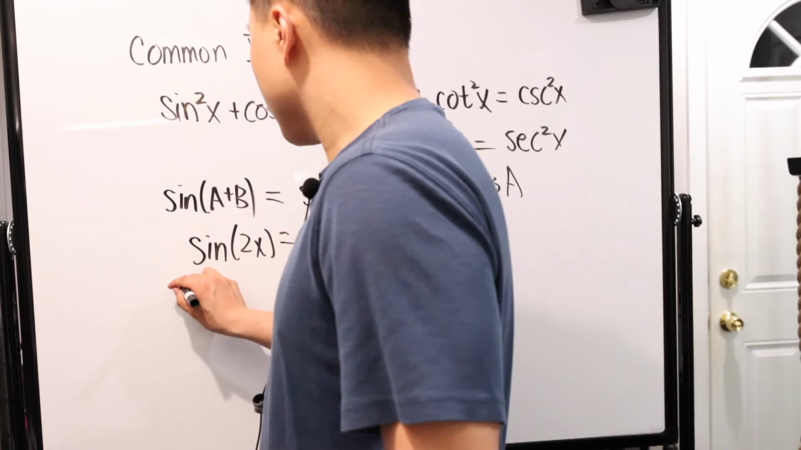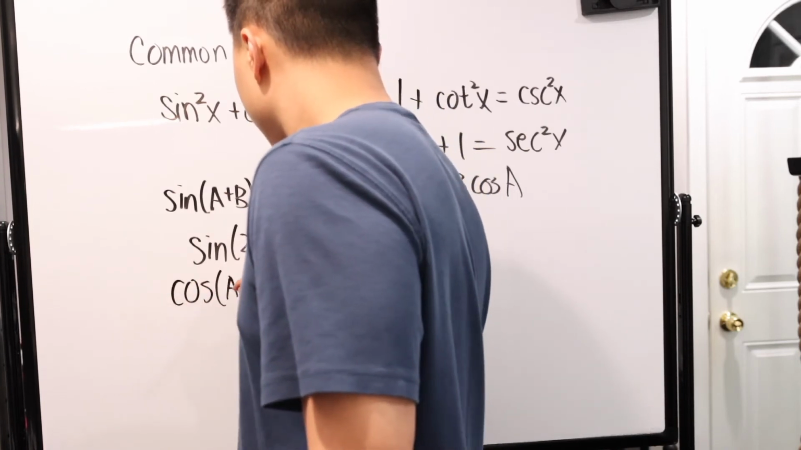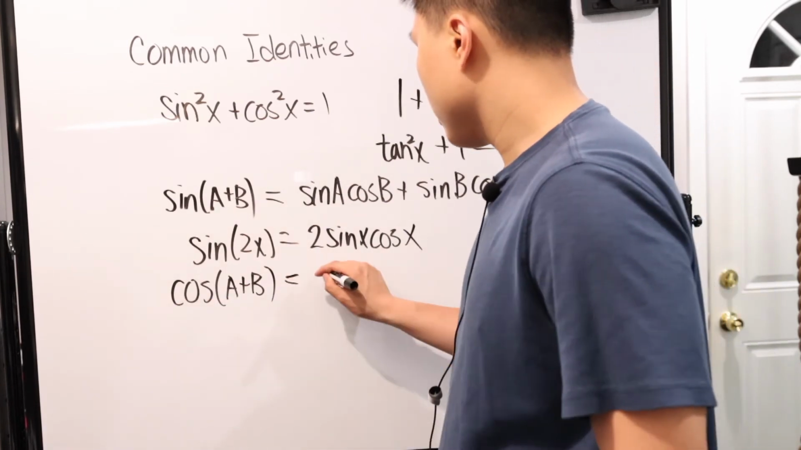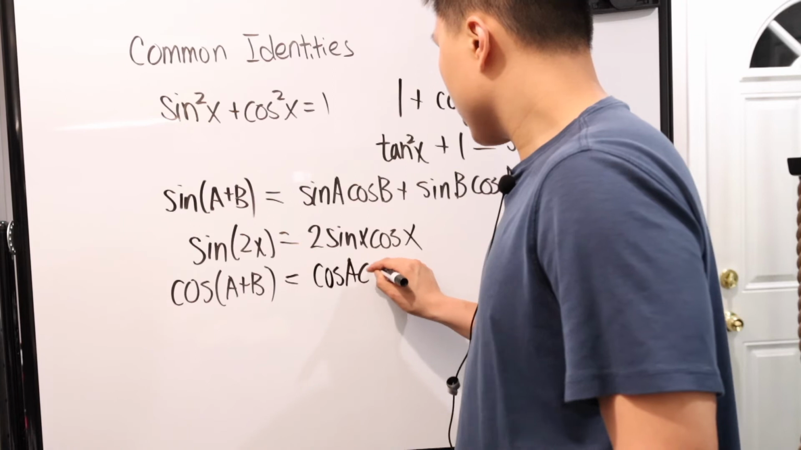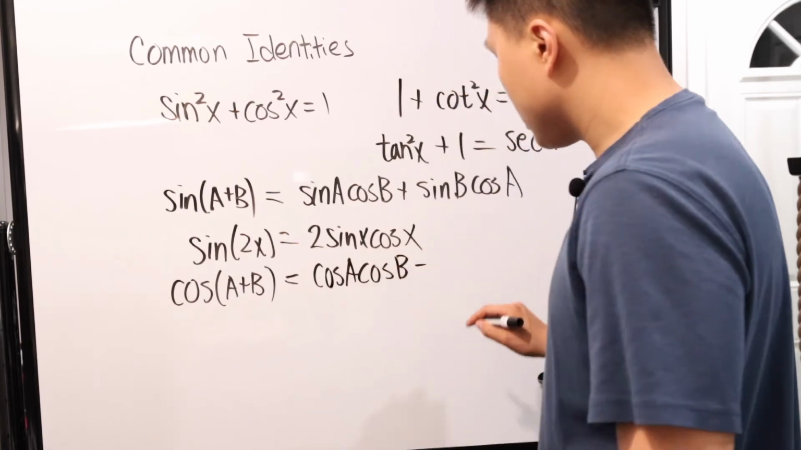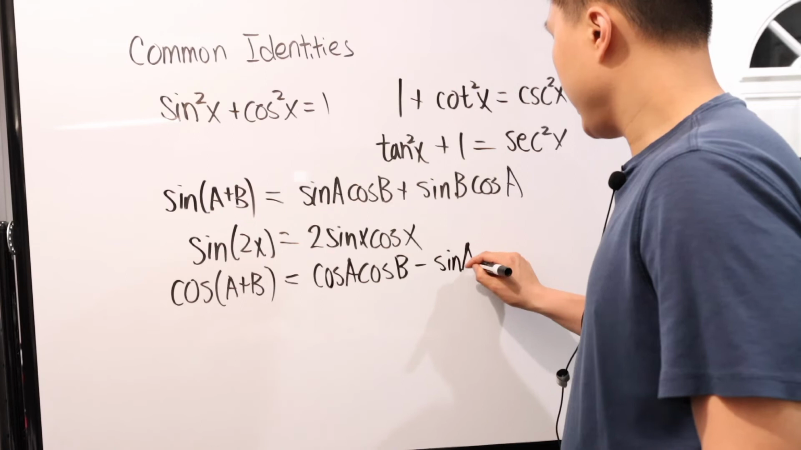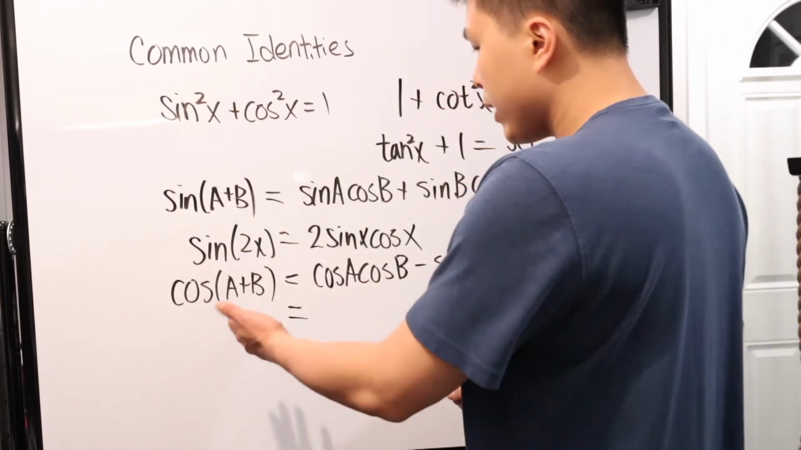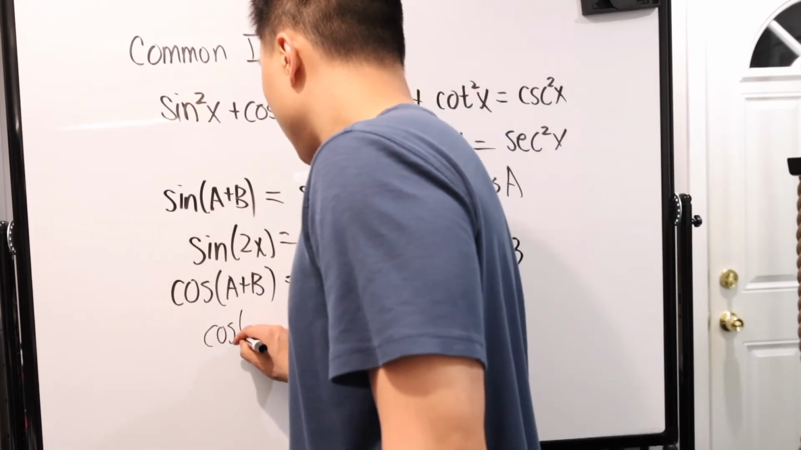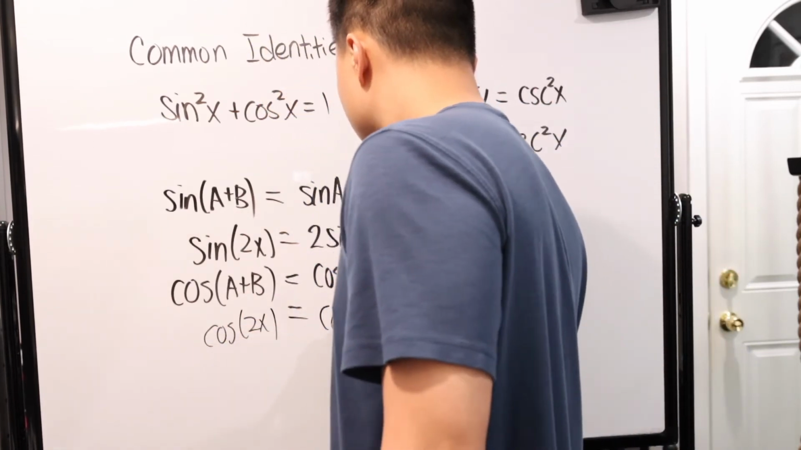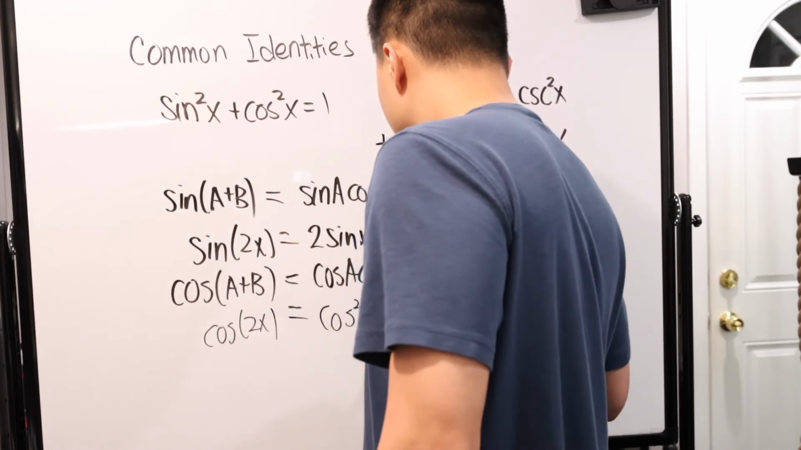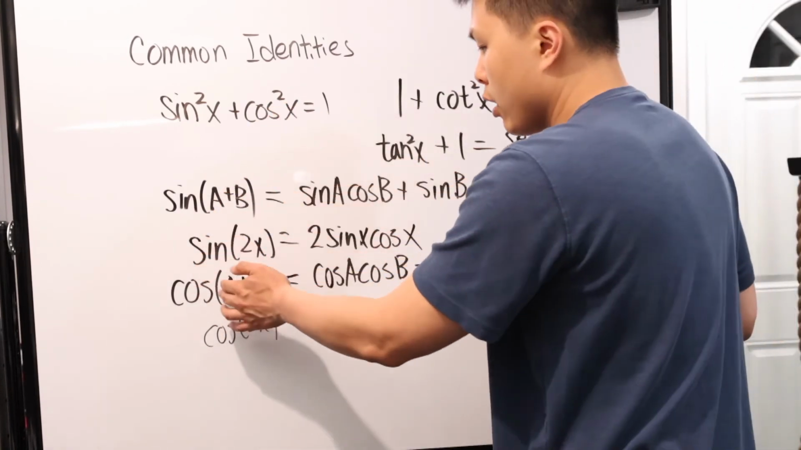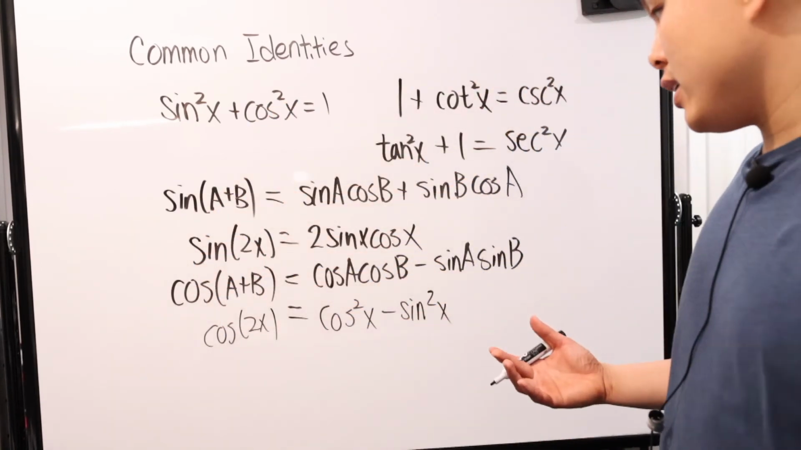Of course, you have your cosine variation, cosine of a plus b. Now, a way to remember this is that if you're talking about cosine, it's always going to start off with cosine first. Cosine a cosine b minus sine a sine b. So if they're the same angle, that means that cosine of 2x is equal to cosine squared x minus sine squared x. So that's another one. So 1, 2, 3, and then the last one is pretty simple.